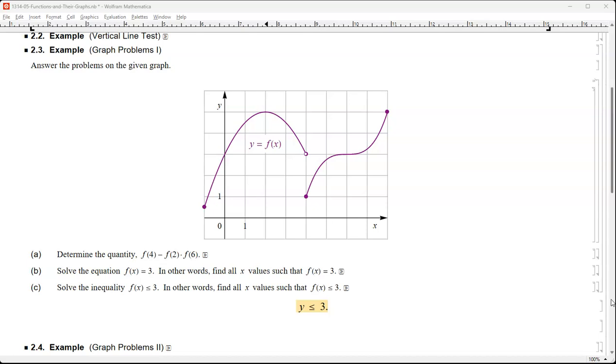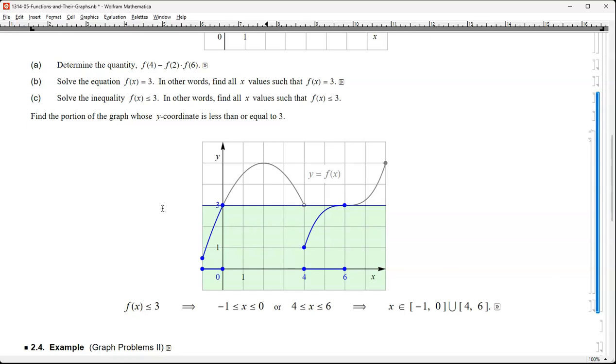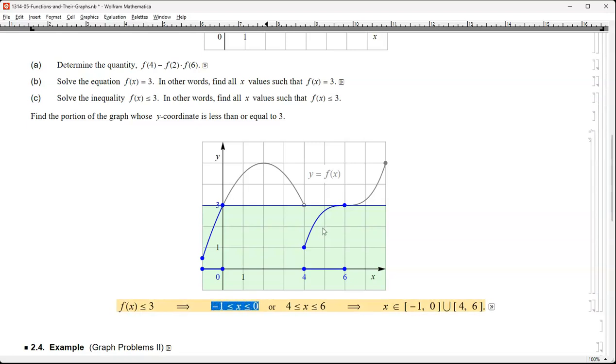Let me show you my answer key. Here we go. y equal to 3 is this horizontal line, and we have to consider y values less than or equal to that. So we have to consider this portion of the graph and that portion of the graph, highlighted in blue in this green region. Up there, you have to discard those. And then for this curve, what x-coordinate values? As you can see down here, between -1 and 0. And for this curve, x has to be between 4 and 6. Do you see that?